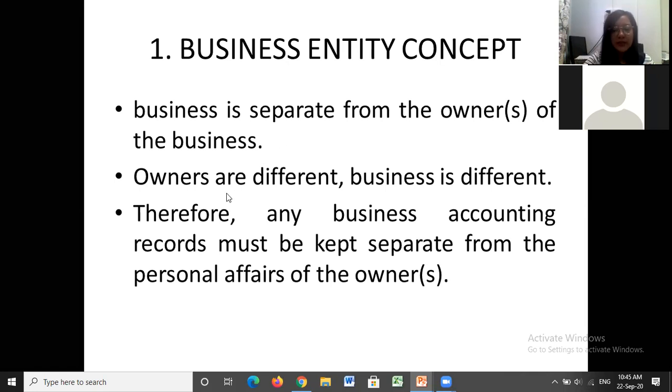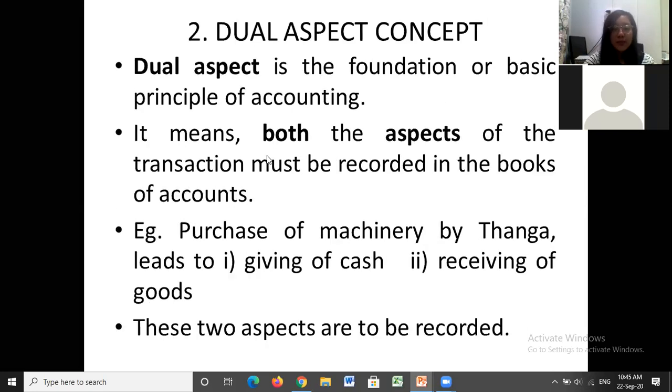I hope it is clear. So we'll move on to the next concept, dual aspect concept. Dual aspect concept is the foundation or basic principle of accounting. So it means that both the aspects of a transaction must be recorded in the books of account. The key word here is dual.